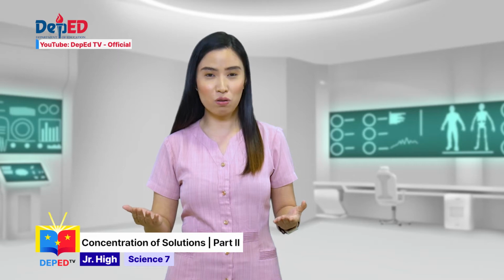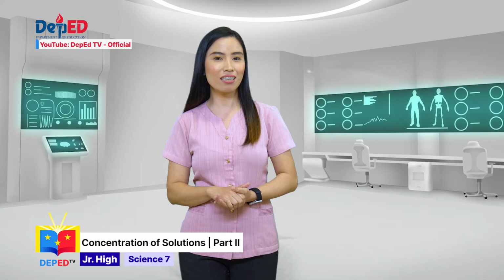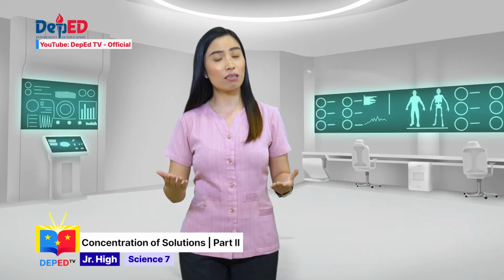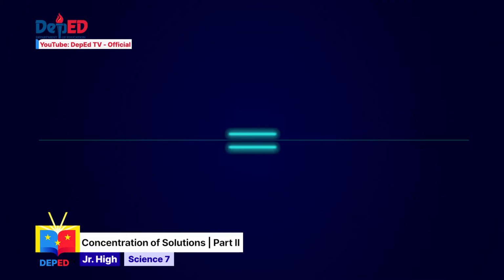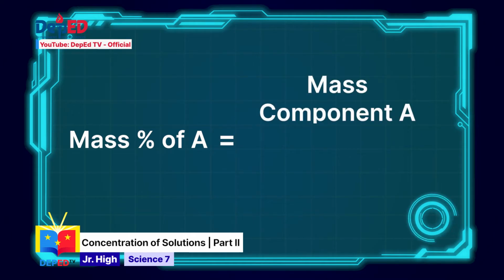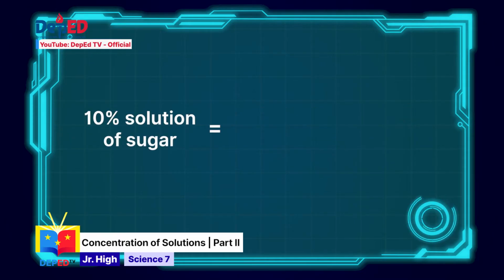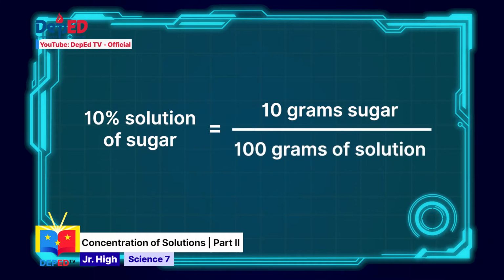Assume that we have a solution containing component A as the solute and B as the solvent. Then its mass percentage is expressed as mass percentage of A is equal to mass component of A divided by total mass. For example, when we say that we have a 10% solution of sugar by mass, this means that 10 grams of sugar are present in 100 grams of the solution. Let's practice by doing this activity.